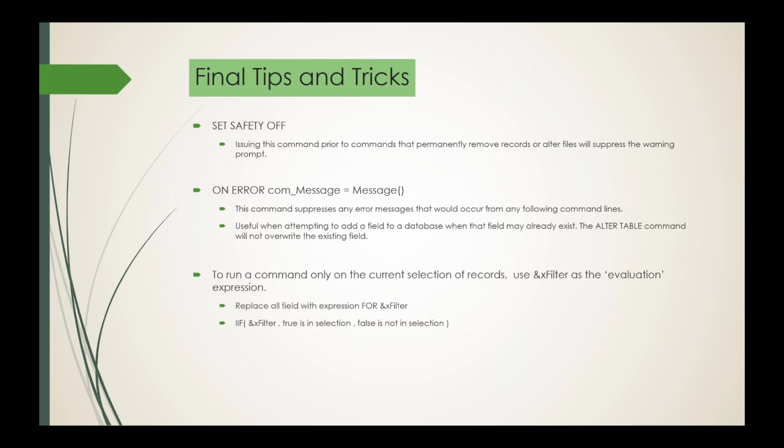Another thing that people have asked before is, how do I run a command only on the current selection of records? So I want to show undeliverable, and I just want the command that I'm going to run on that current selection of records that I've made. You can use the &X filter as the evaluation. So for example, we have replace all field with expression, which is just the syntax for the replace command for ampersand X filter. So it is only going to run that command on records that are in the current selection.